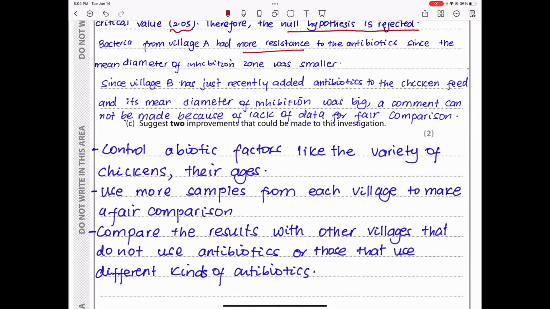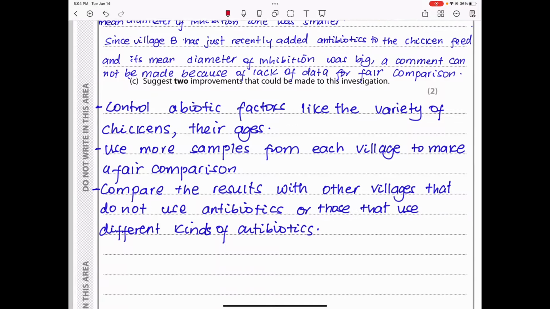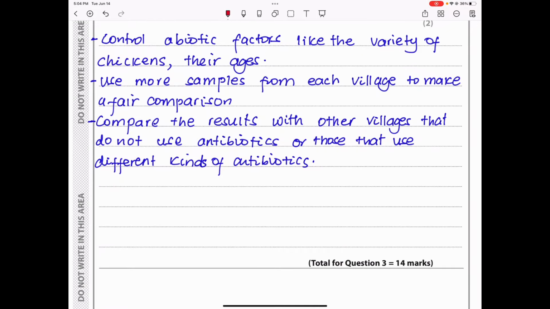So the next part says, suggest two improvements that could be made to this investigation. We need to control all the abiotic factors. They have to be the same types of chicken, the same sex, and the same age, and then we have to sample more villages. To make it fair, we have to use more samples, and then the results have to be compared with other villages that are using maybe different types of antibiotics, so that we can conclude that there actually is antibiotic resistance going on. This brings us to the end of question 3.